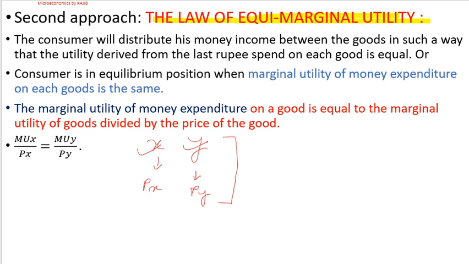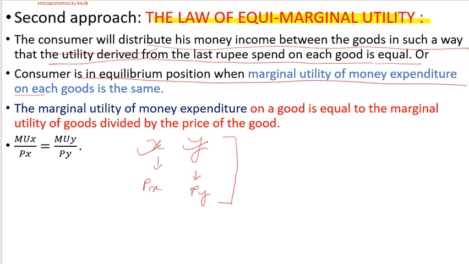So this is important. Here it is said the consumer will distribute his money income between two goods in such a way that the utility derived from the last rupee spent on each good is equal, or the consumer is in equilibrium when the marginal utility of money expenditure on each good is the same. So what is marginal utility of money expenditure? The marginal utility of money expenditure on a good is equal to the marginal utility of the good divided by the price of the good.